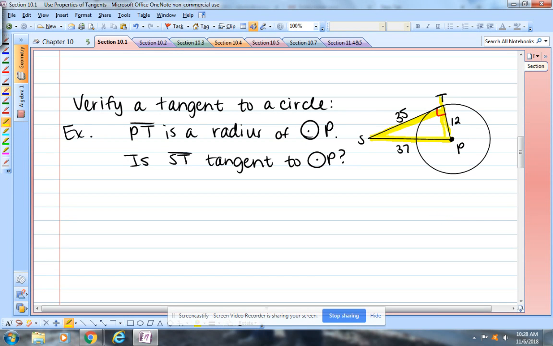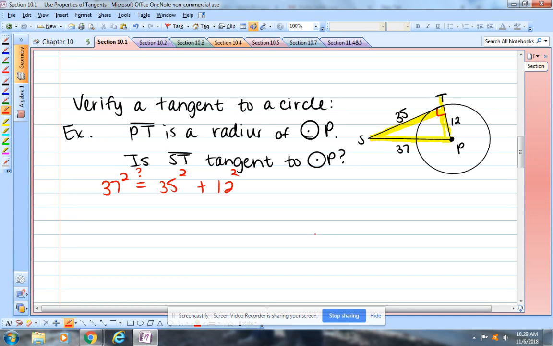37. So if 37 squared equals 35 squared plus 12 squared, then that's a right triangle, which means that's a right angle, which means those lines are perpendicular. Therefore, it's a tangent. Okay? So that's how you verify it.